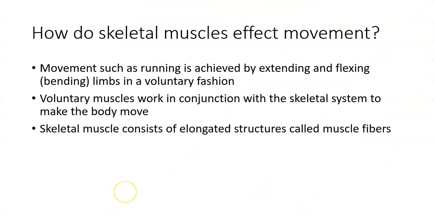How do skeletal muscles affect movement? Movement such as running is achieved by extending and flexing limbs in a voluntary fashion. Voluntary muscles work in conjunction with the skeletal system to make the body move. A skeletal muscle consists of elongated structures called muscle fibers. So we are going to see about the skeletal muscles and their movement.